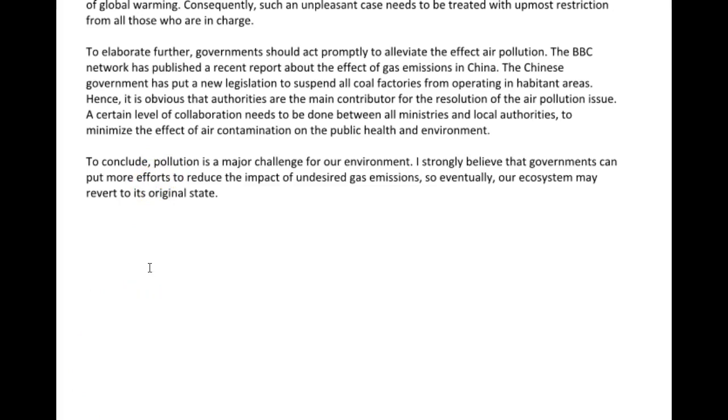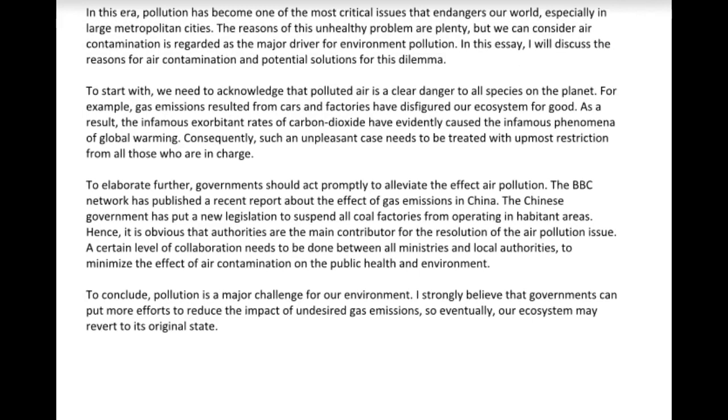Okay. To conclude, pollution is a major challenge for our environment. I strongly believe that governments can put more efforts to reduce the impact of undesired gas emissions, so eventually our ecosystem may revert to its original state. All right, that's fine. So some little problems here, particularly with your first body paragraph. Like I said, it was a little underdeveloped. Other than that, it was a nice job, okay?